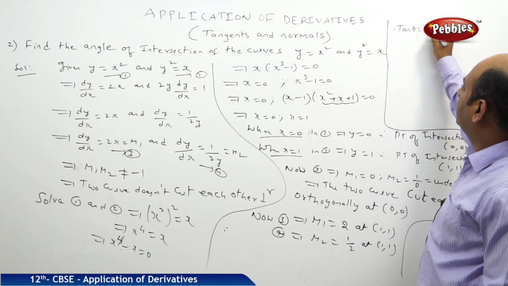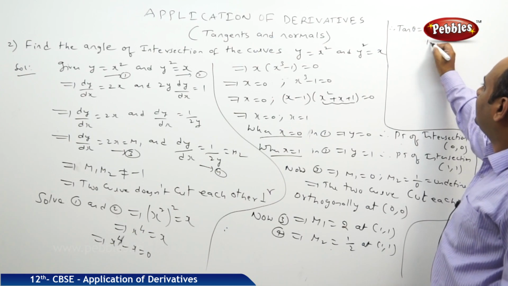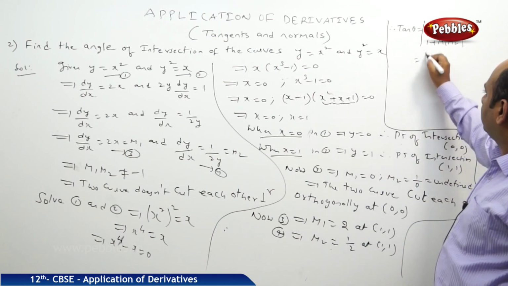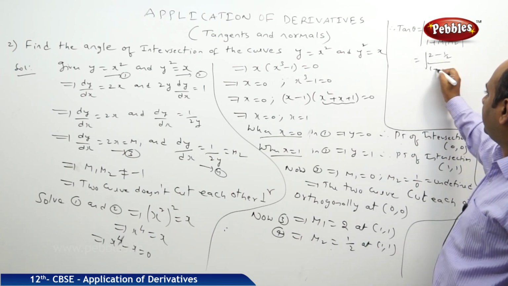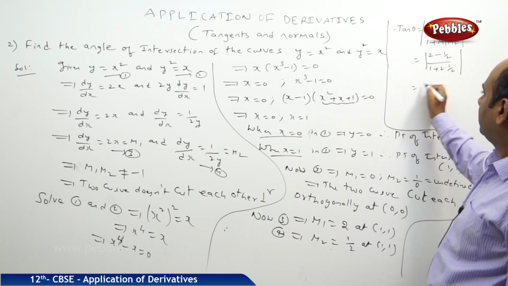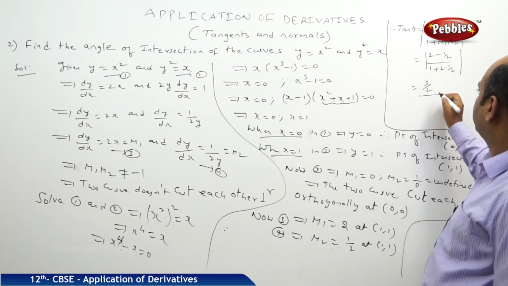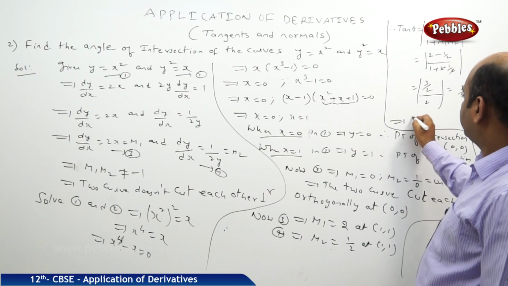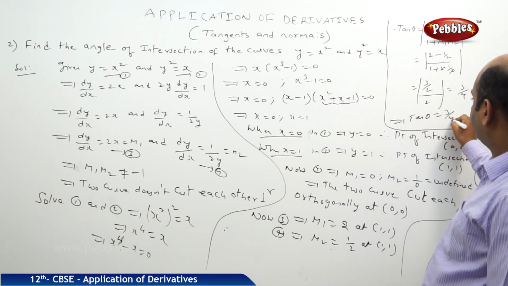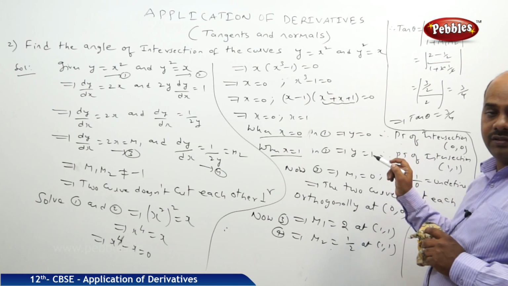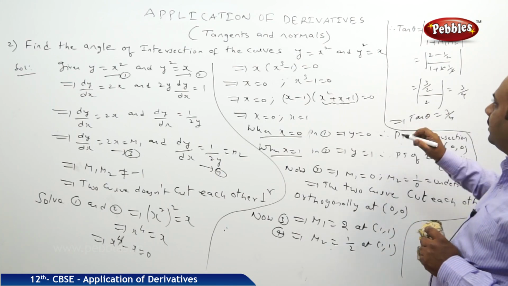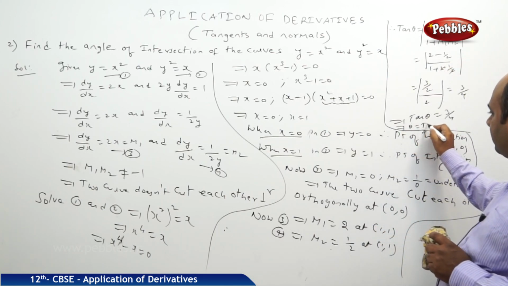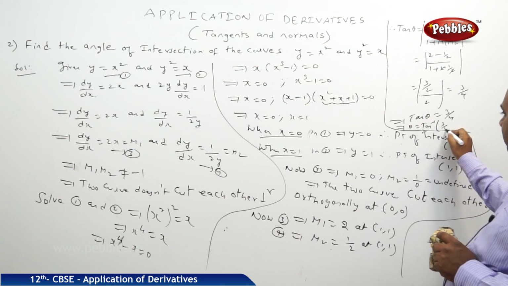So our formula will be tan theta is equal to modulus of (m1 minus m2) by (1 plus m1 m2). So what happens? 2 minus 1 by 2 by 1 plus 2 into 1 by 2. So 2 minus 1 by 2 will be 3 by 2, divided by 2. So finally it will be 3 by 4. So tan theta is equal to 3 by 4. Finally I can conclude theta is equal to tan inverse of 3 by 4. Very slowly I am writing because space is not available.